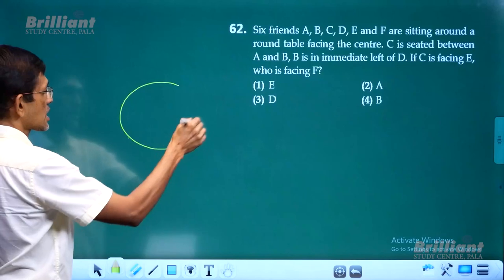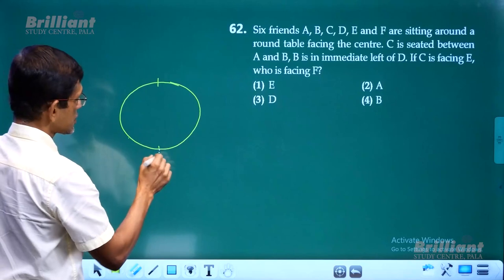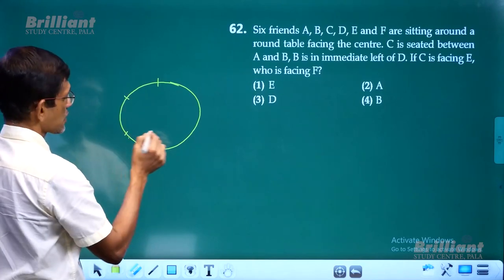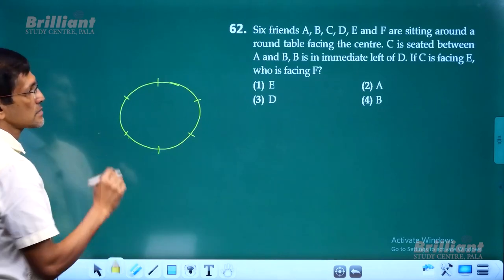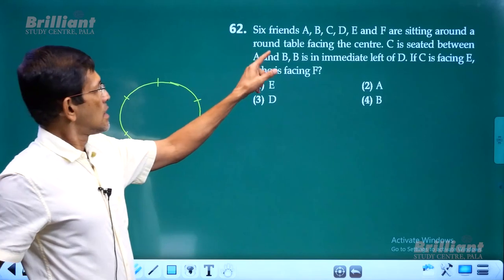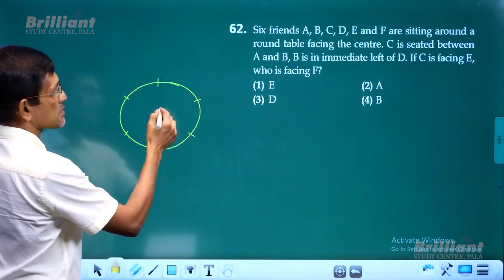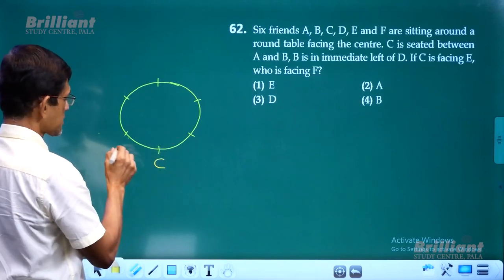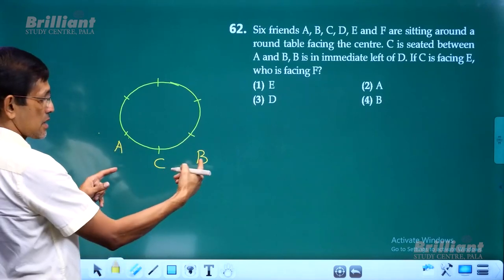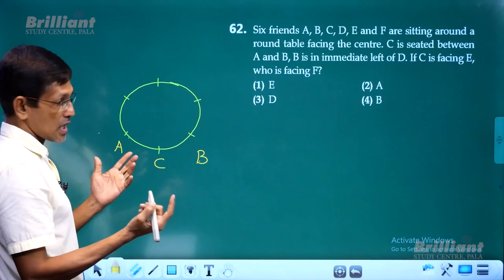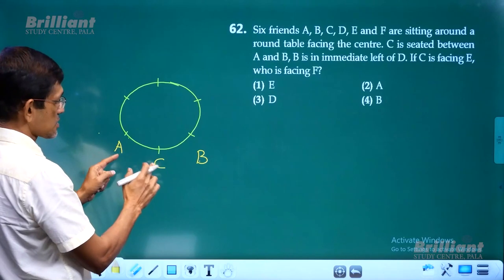These people are sitting around a circular table. There are 6 friends. 1, 2, 3, 4, 5, 6. The first part of the question, C is seated between A and B. All of them are facing the center. So C is here, C is between A and B. Or it could be the other way, A can be here and B can be here as well. That depends. We'll check whether A is here or here. Doesn't matter. Anyway, C is between A and B.